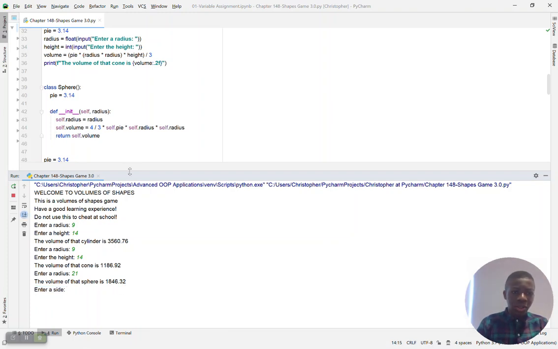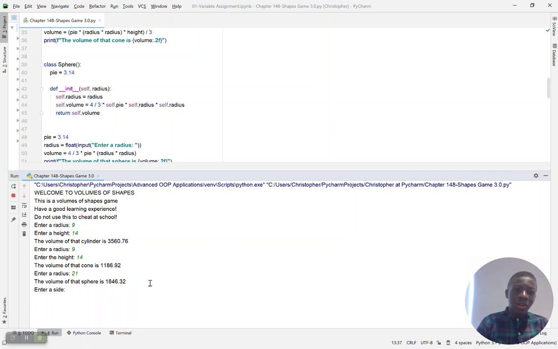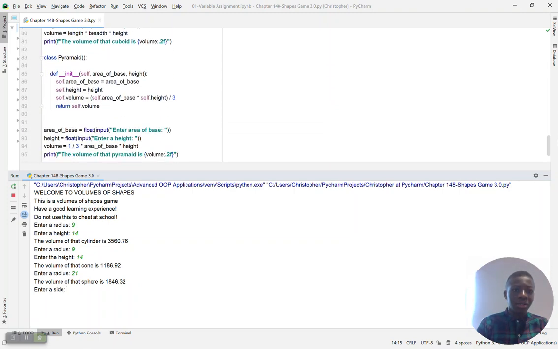So if we put 21 there, we're going to redo the math ourselves. So 4 over 3 times 22 over 7, that's 88 over 21 times 441. So 88 times 21 will be 1,848. So it's estimating us to this according to the actual answer. I've recalculated it myself and it's 1,848, but this one is the closest one to it and it's the actual answer. So we're going to the simplest of all, the cube, the cuboid, and the pyramid.